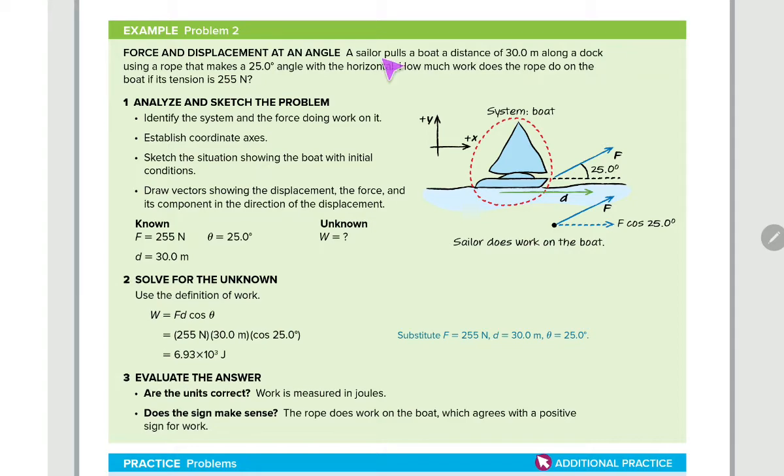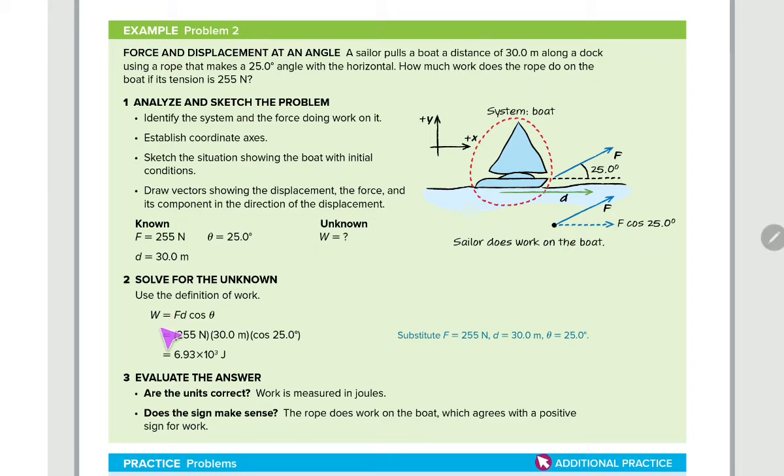The knowns that we have in the question: we have the distance, the displacement, d equal to 30 meter. And also we have the angle here, which represents theta equal to 25 degree. And we have also the force F equal to 255 Newton. How much work does the rope do on the boat? So we need to calculate the work, which is W.